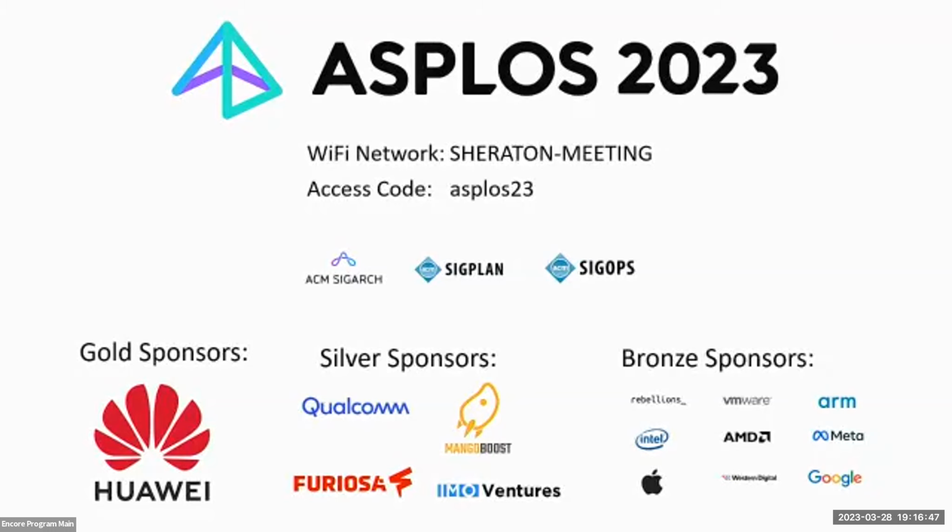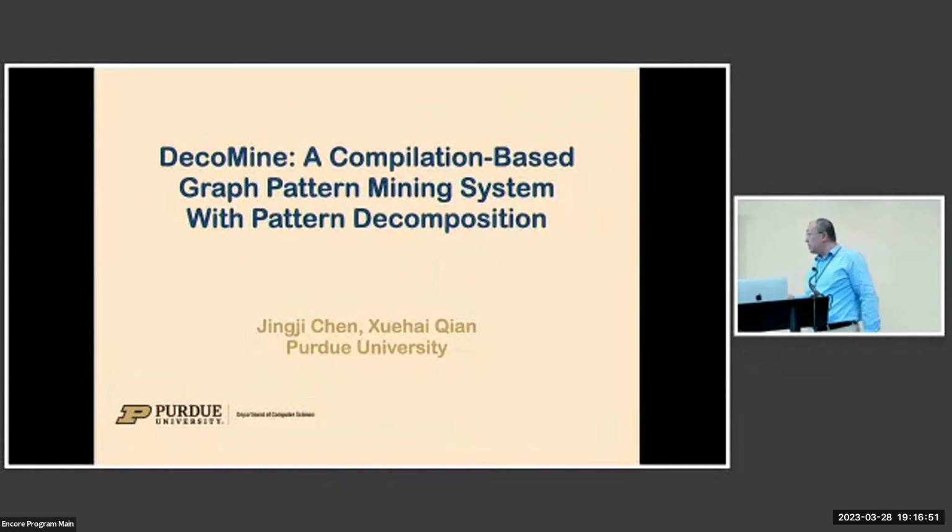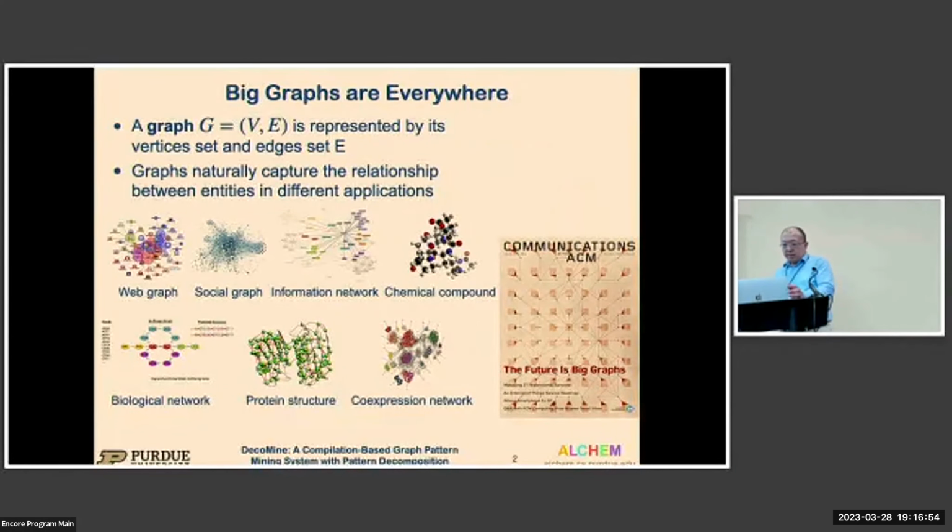So I'm very happy to present our work on a graph mining system based on pattern decomposition. Here we provide the motivation for graph processing. We know that the graph is a universal data structure that captures relationships in many real-world applications. Also, a recent issue in the Communications of the ACM emphasized the importance of graph data analytics.